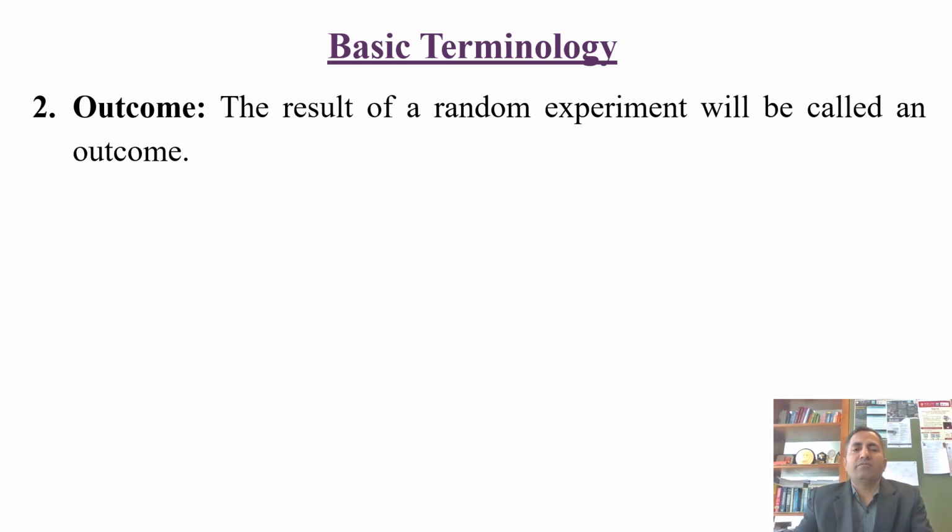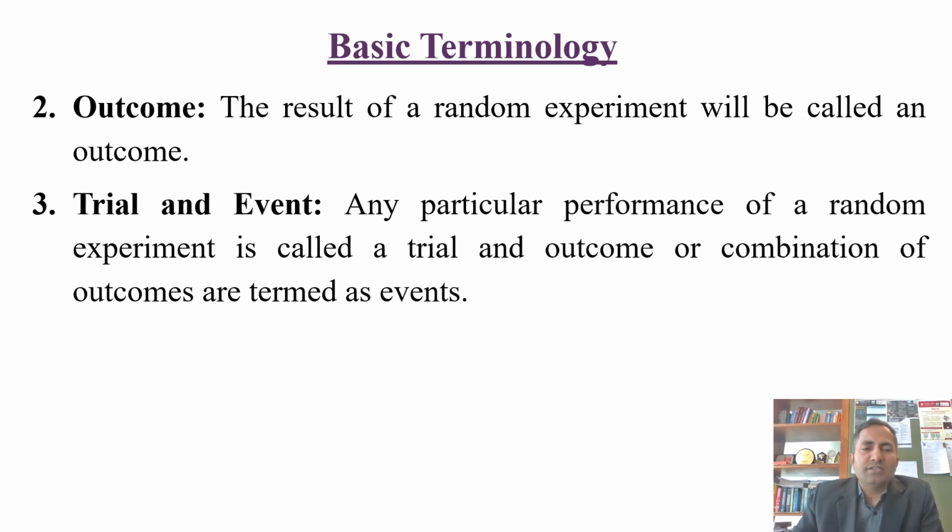Once the experiment is performed, some result comes, which is termed an outcome. So an outcome is a result of the random experiment. Under this, we define trial and event. Any particular performance of a random experiment is called a trial, and an outcome or combination of outcomes is termed an event. Suppose you are throwing a dice. Any number from 1 to 6 may turn up on the upper face. If you say an even number comes, the collection of the numbers 2, 4, 6 is termed an event.